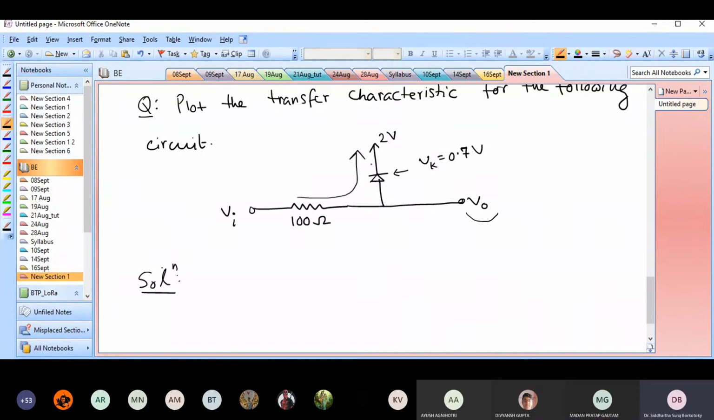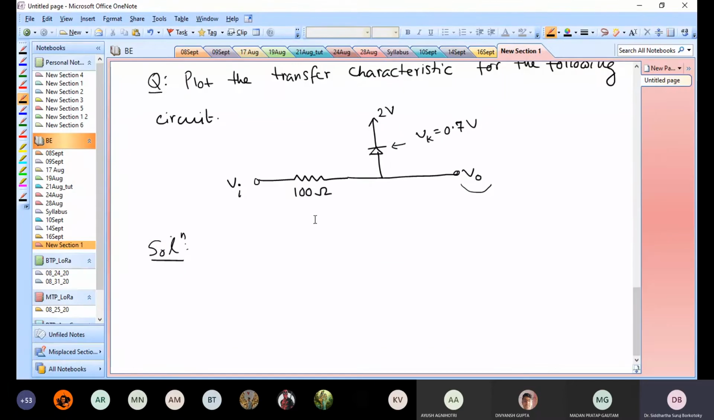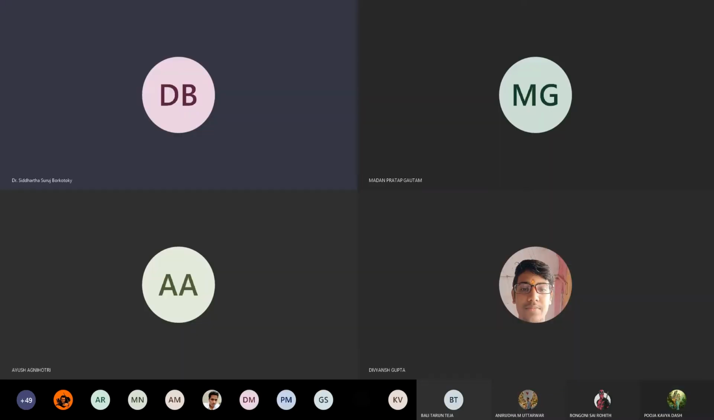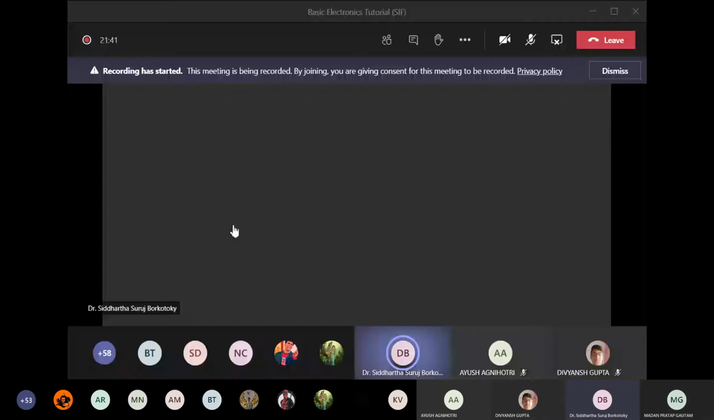But if that sort of reasoning does not fly with you, if you feel that this is a little vague, what you could always do is try redrawing the circuit as before. So whenever you are in doubt, redraw the circuit. Redrawing the circuit, we get something like this.